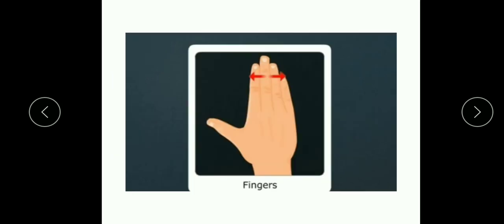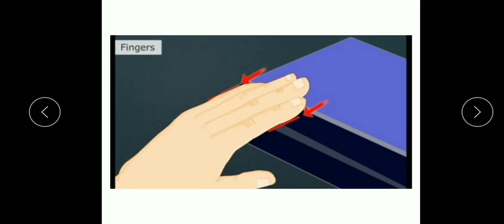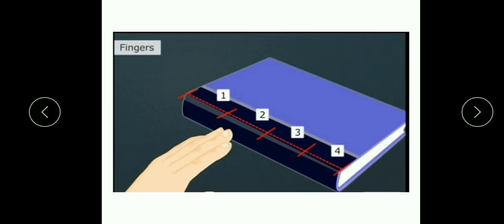Next is fingers. Children, it is the unit of distance that is equal to the width of 4 fingers that are closely pressed together. Let's take an example. We are measuring the length of this notebook. These are your 4 fingers. So let's measure the length of the notebook. 1, 2, 3, 4. So this means the length of this notebook is about 4 fingers.